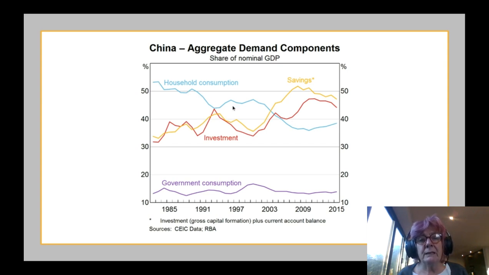Household consumption, represented by this light blue line, has been falling as a percentage of GDP. And the most significant contributor to GDP in recent years in China has been investment spending by businesses, and a big part of that is funded by savings from Chinese families and households. So in China, households tend to save a lot of their money. That's not the case in the UK. We like to spend our money.